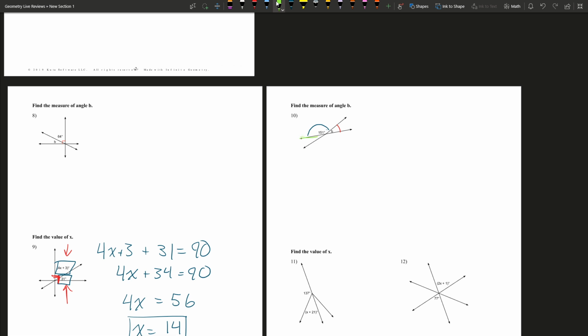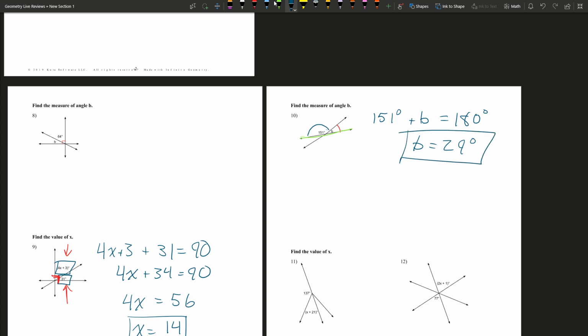So that's a straight line. The angles inside of it add up to 180. If we set up an equation, we get 151 degrees plus b degrees is equal to 180. So these are both a linear pair and supplementary. Then we just subtract 151 from both sides, so b is equal to 29.